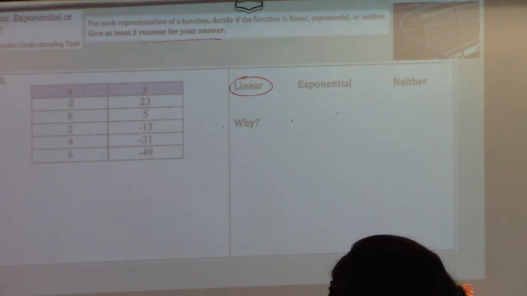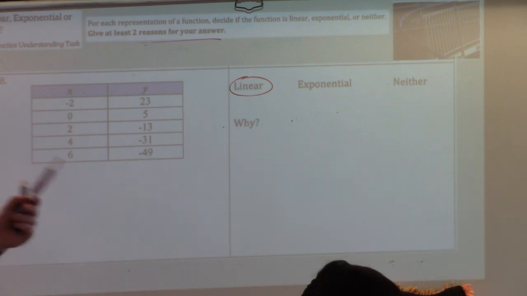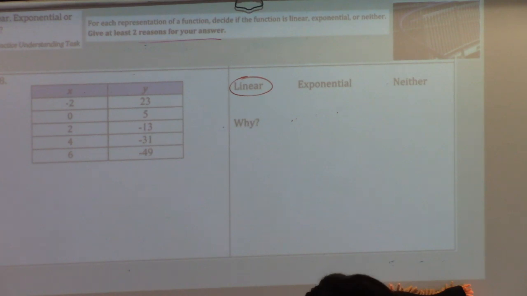Okay, here's the issue, and this is something I need you to be aware of. Most teachers have talked about a constant rate of change your entire life. However, both an exponential and a linear function have a constant rate of change. What type of constant rate of change? Is it additive or is it multiplicative? Additive. That's what we need to focus on.